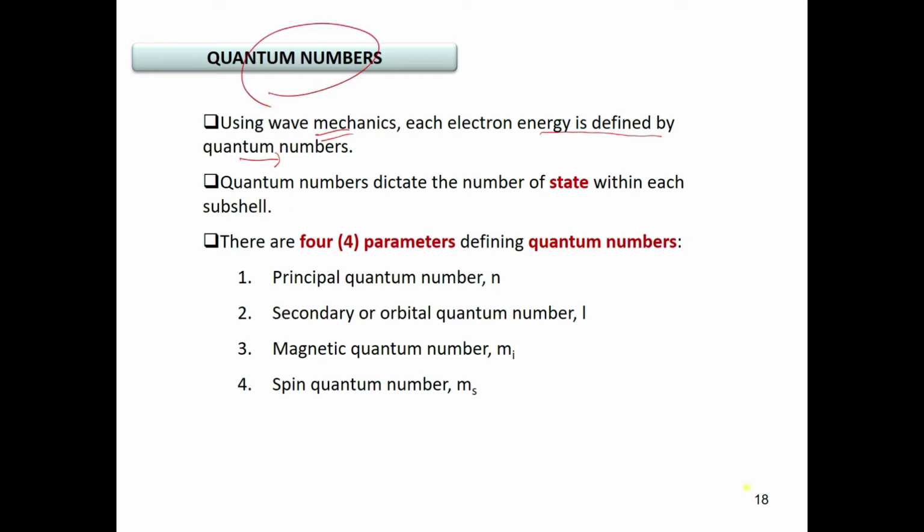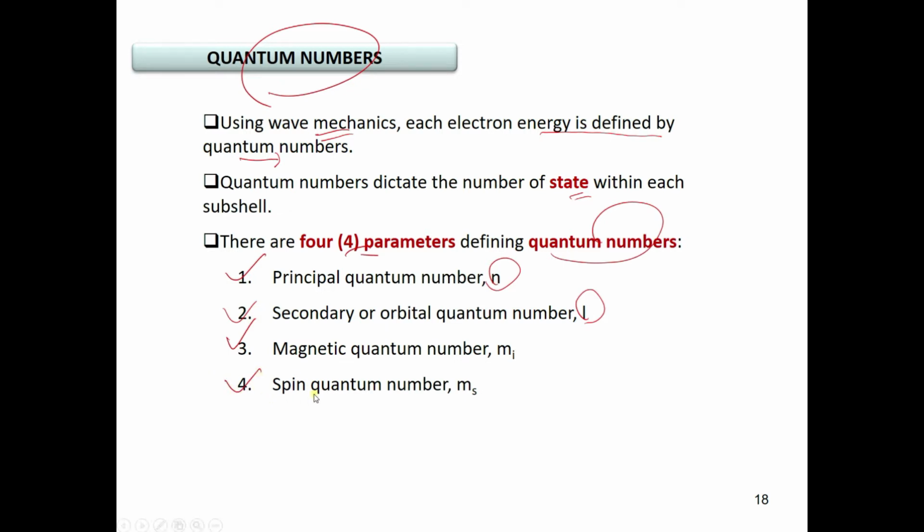Quantum numbers dictate the number of states within each subshell. So you have shell and then subshell, and in the subshell you have different states of the energy level. There are 4 parameters defining the quantum numbers. One, the principal quantum number, N. Second, the secondary or orbital quantum number, also known as the angular or azimuthal quantum number, referred to as L. Then we also have the magnetic quantum number, as well as the spin quantum number.